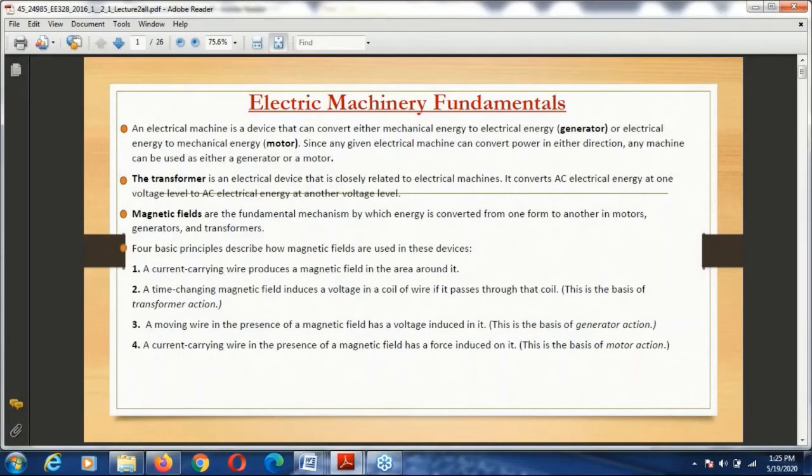This time, what we mean by this one, we are not connected to an electric source. So in these things, please take note. When we are talking about a magnetic field inducing a voltage in a coil of wire, it does not mean that the voltage is generated by plugging the device to a power source. Is it clear? So that is then number 3, a moving wire in the presence of a magnetic field has a voltage induced in it.